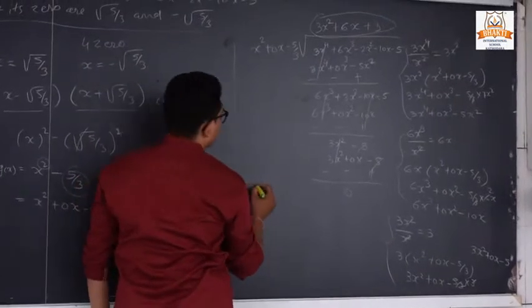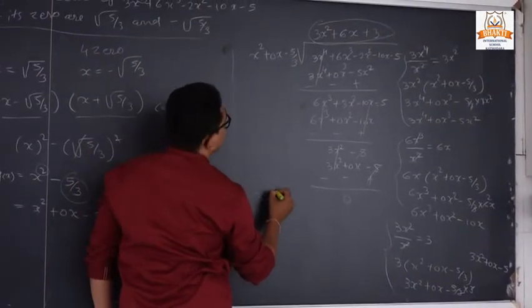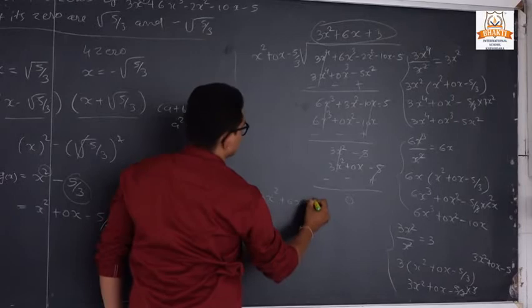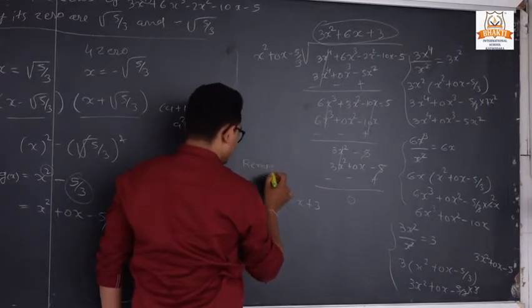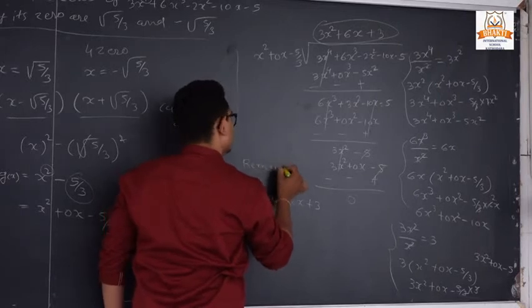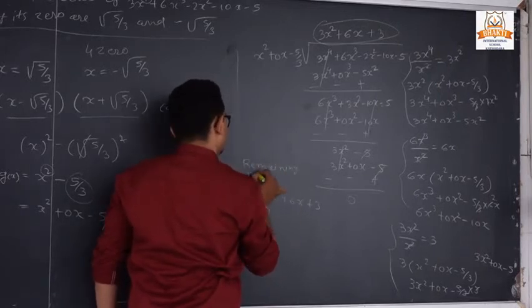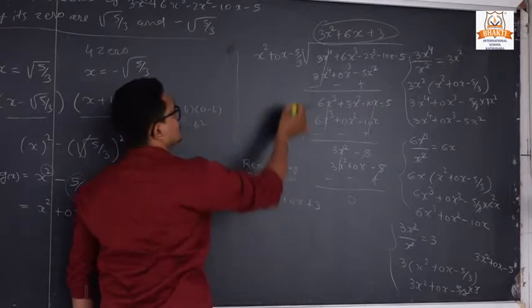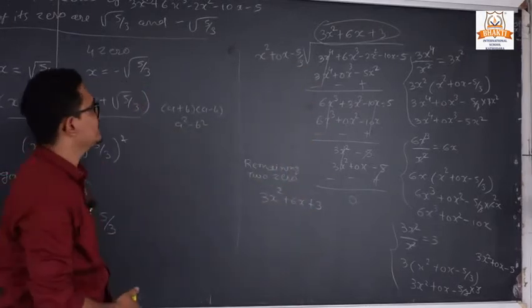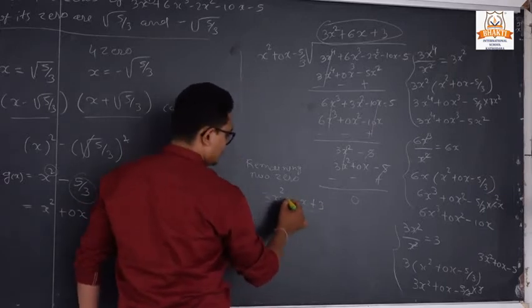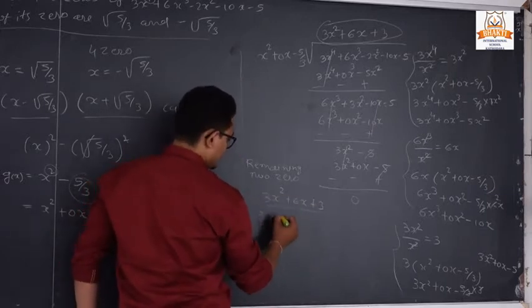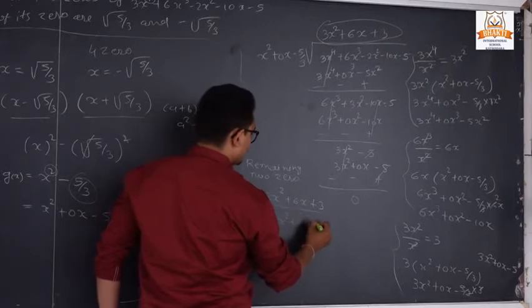So what is our quotient? 3x square plus 6x plus 3. So we can get the remaining 2 zeros from its quotient. Clear? From its quotient. So now see that 3 is common. So here x square plus 2x plus 1.